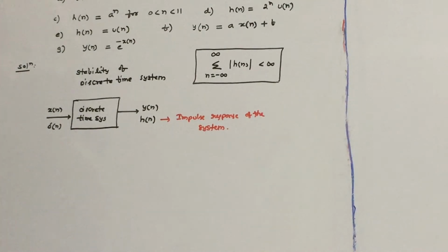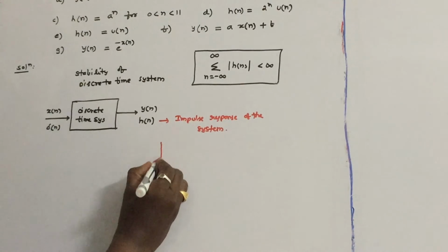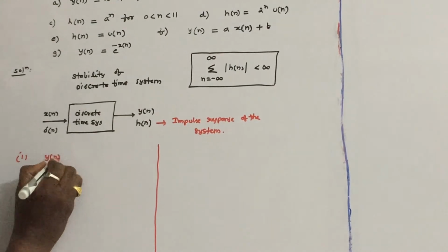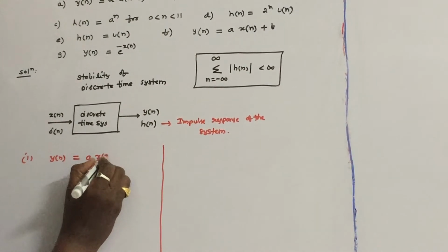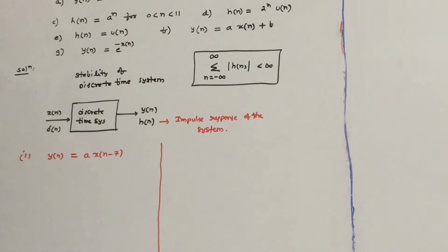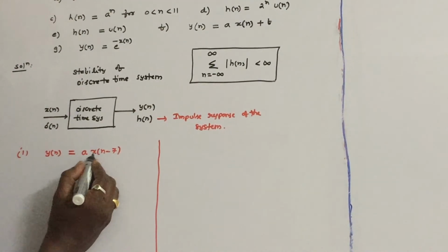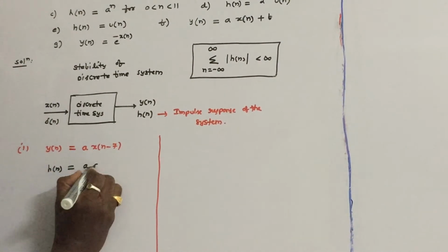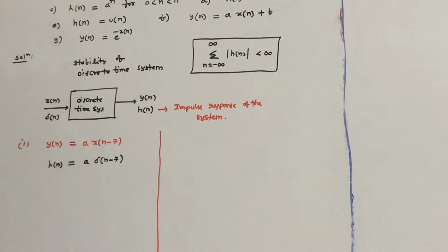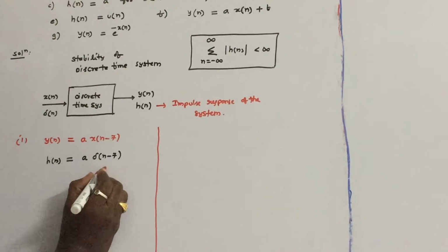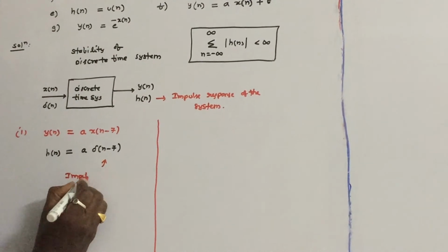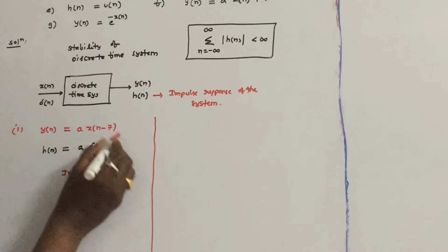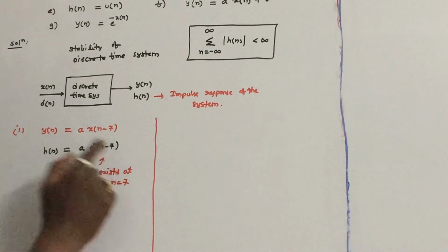So now let us see the given examples one by one. Let us see the first one. The system is given as y of n is equal to A into x of n minus 7. For this we have to apply impulse to the system and the response is taken as the impulse response. Therefore h of n is equal to A into del of n minus 7. As you know, this impulse exists at n is equal to 7, as discussed in the first unit.